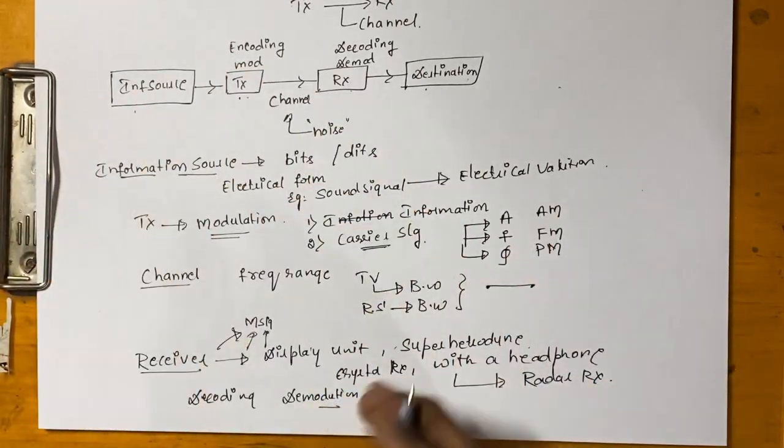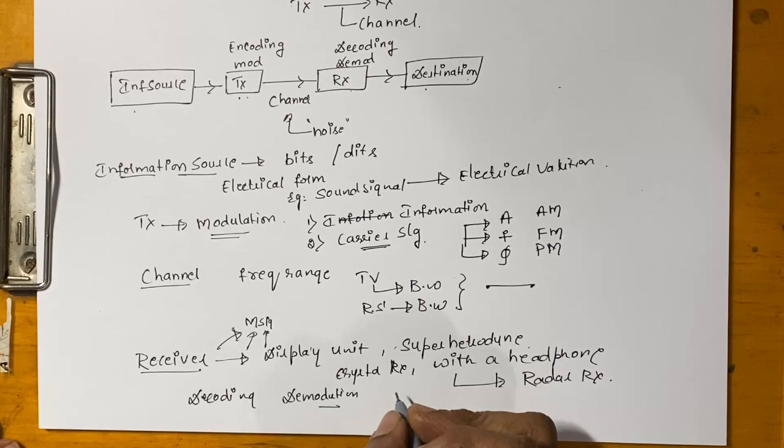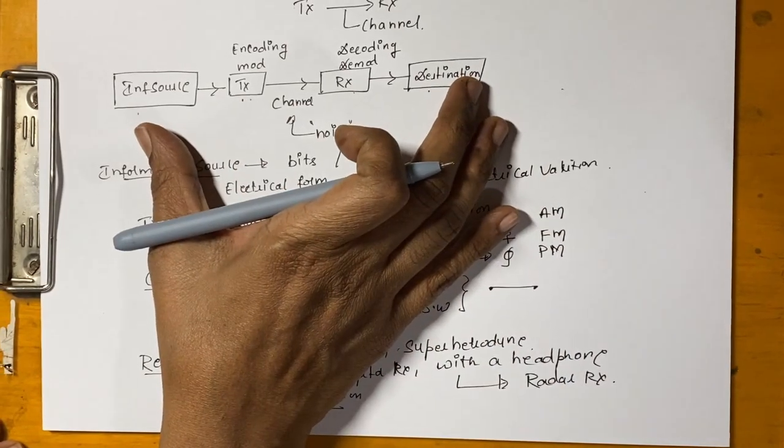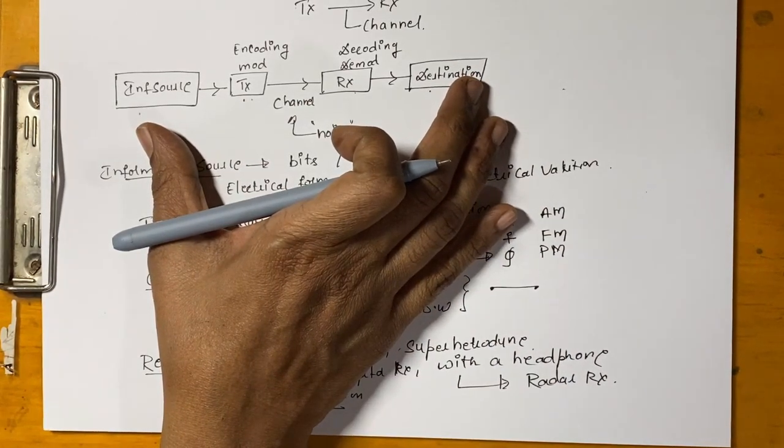So this entire block is known as the general block diagram of a communication system.